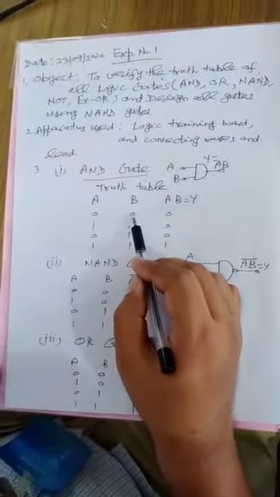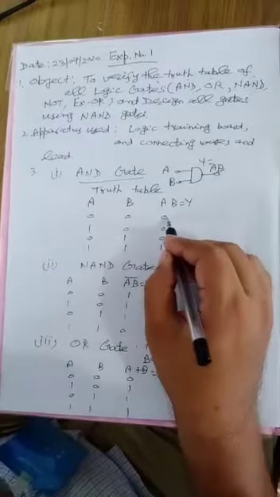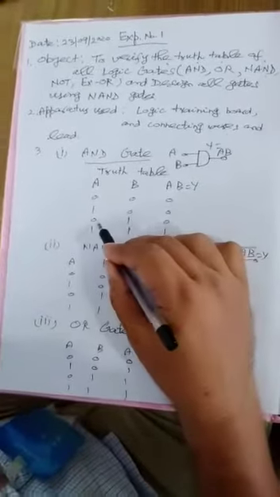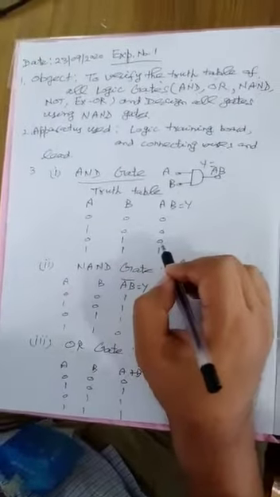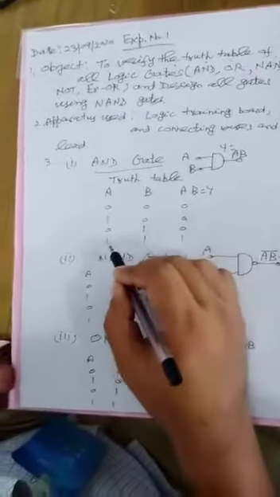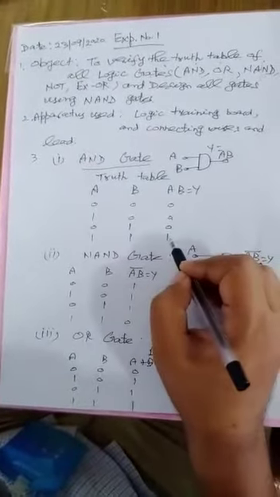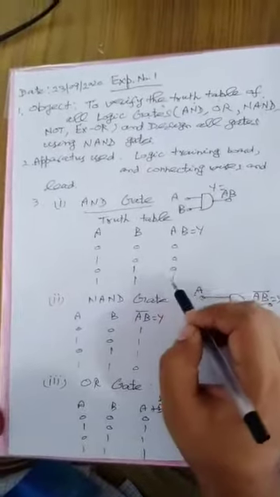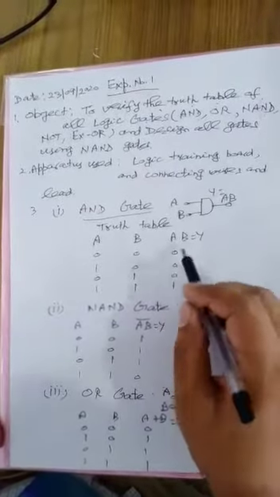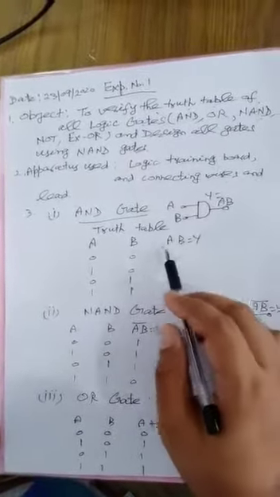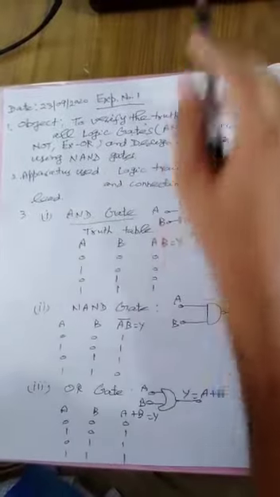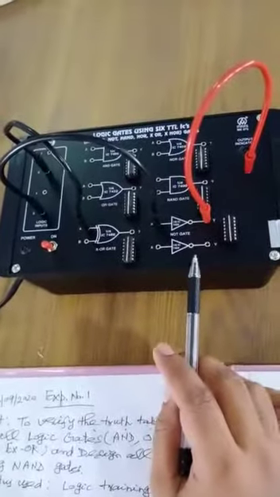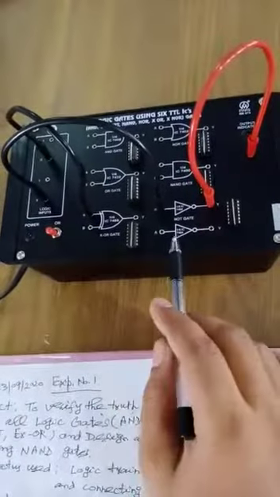When its input is 0 0, its output is 0. When its input is 1 0, its output is 0. When its input is 0 and 1, its output is 0. When its input is 1 1, its output is 1. That is, its output is 1 when all inputs are 1. Now you have to verify this truth table by this experiment, that is, on the logic training board. Just after explaining this I will demonstrate it.